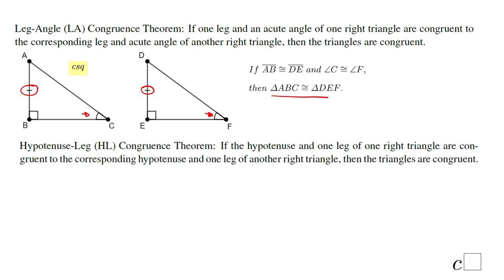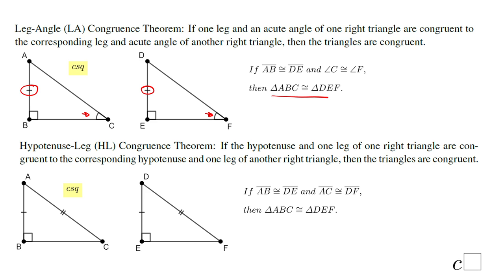If the hypotenuse and one leg of one right triangle are congruent to the corresponding hypotenuse and one leg of another right triangle, then the triangles are congruent. And this is the picture. Let's see what I meant. Look here, the hypotenuses AC and DF are congruent. The legs AB and DE are congruent, then the 2 triangles are congruent. This is the hypotenuse-leg theorem.